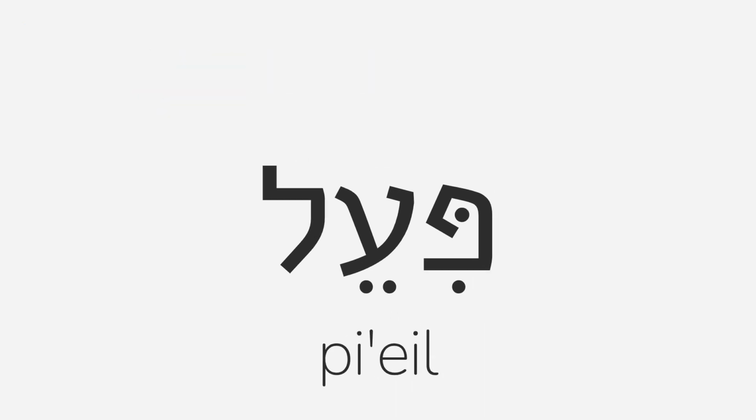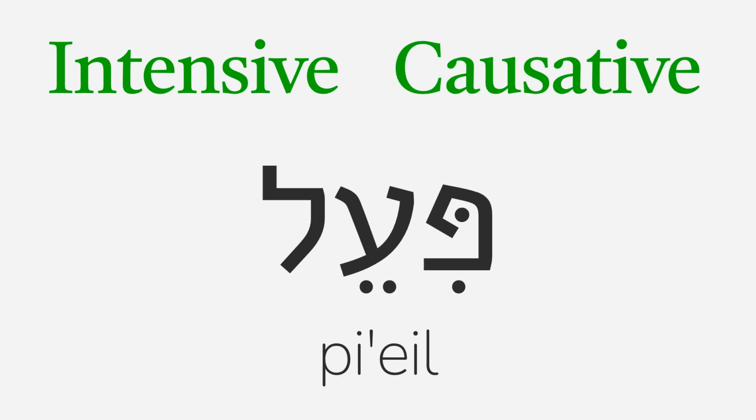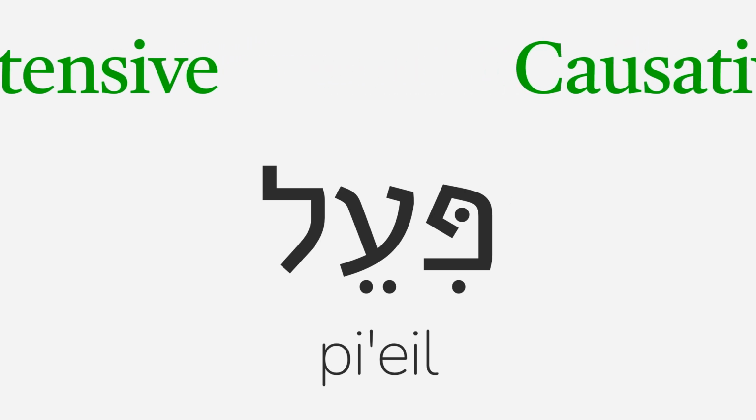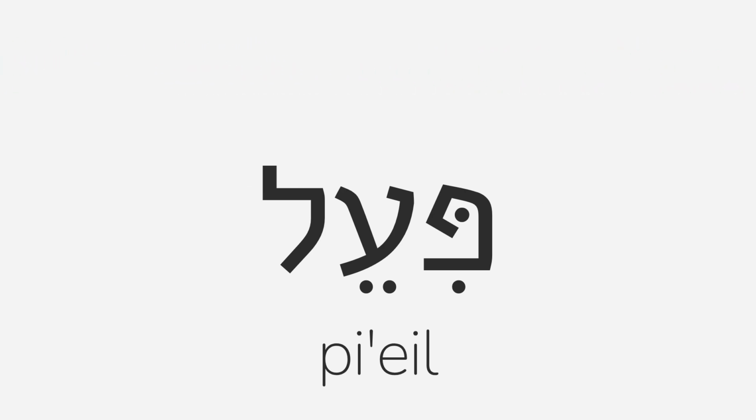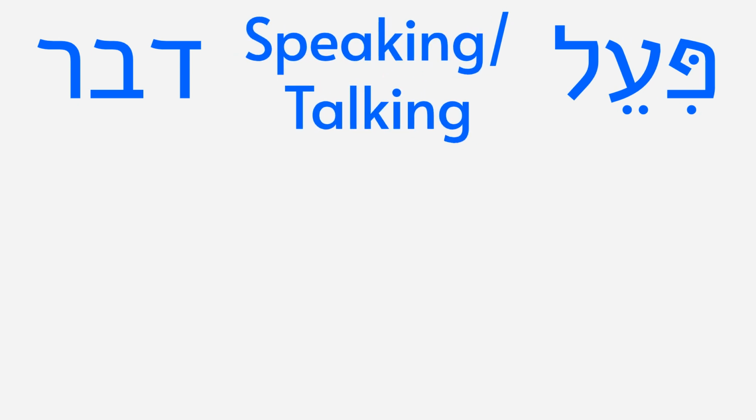Last time, we saw the Piel is often used to make verbs more intense than they are in the kal, or make them causative. I said then that not all roots in the Piel will have these characteristics. Some roots are just used in the Piel with no clear reason. One of these roots is dalet beit resh, which is a very important root, which in the Piel has a meaning of speaking or talking.